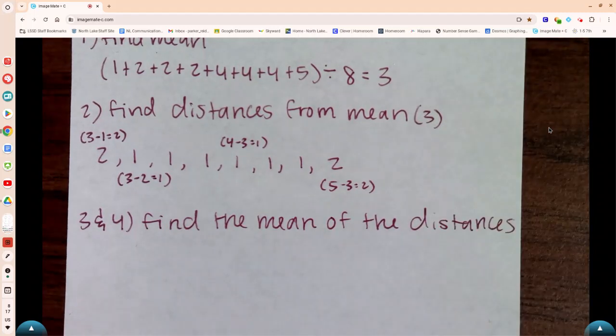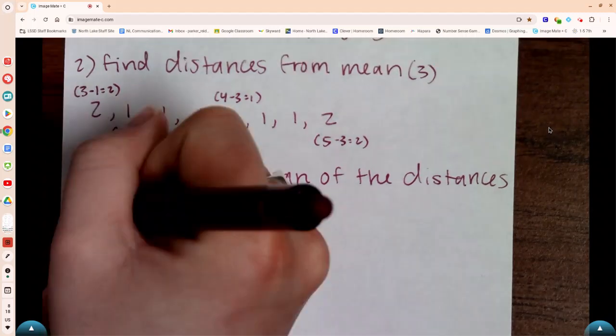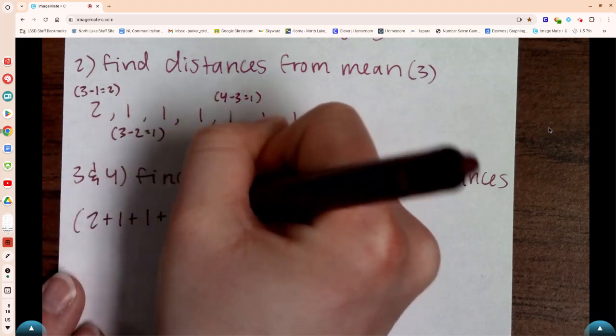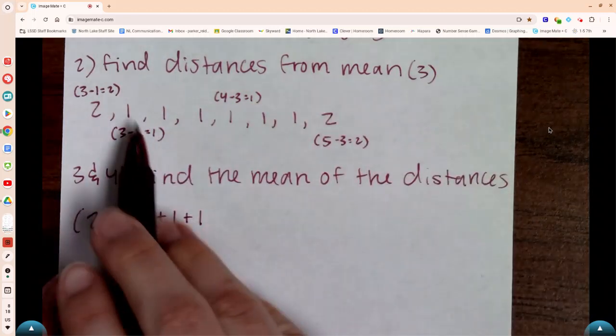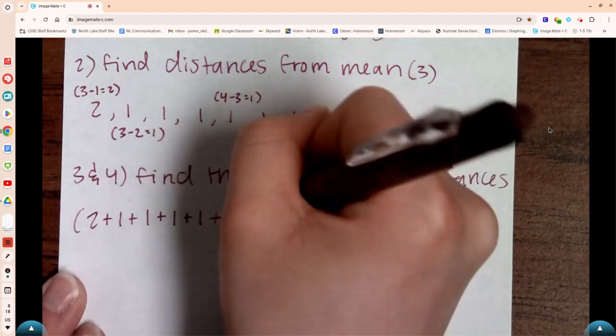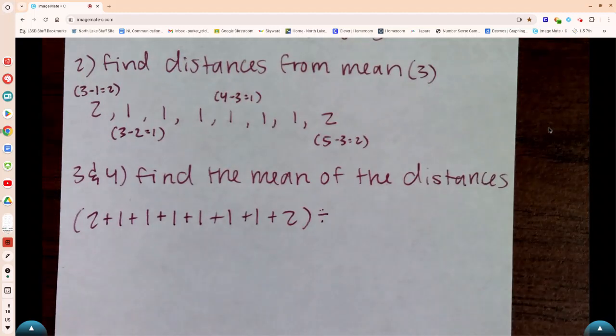So I have a list of distances that I just wrote down. I wrote down how far away every value was from my mean, and I'm now going to find the mean of those values, which means, again, add and divide. So this time I'm adding 2 plus 1 plus 1 plus 1 plus what? There's a lot of ones here. How many are there? 1, 2, 3, 4, 5, 6. Okay. 1, 2, 3, 4, 5, 6. And then a 2.